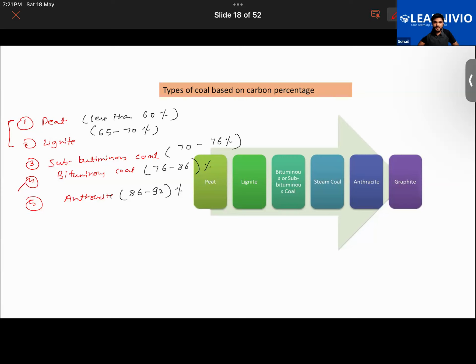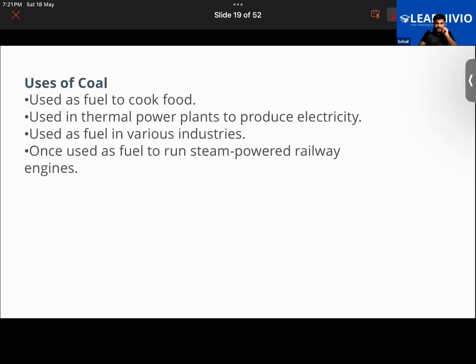And apart from these properties, it is also the oldest type of coal, isn't it, guys? Yes, sir. Getting my point now. So hope you guys are getting it. Any other questions from this? Please do let me know.